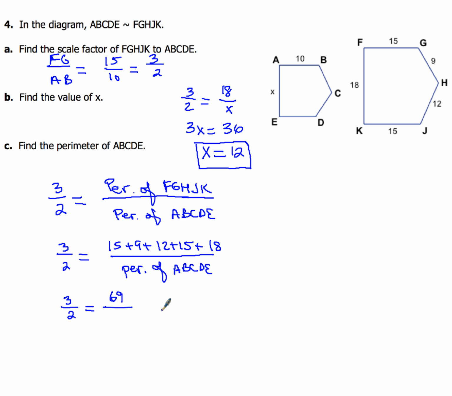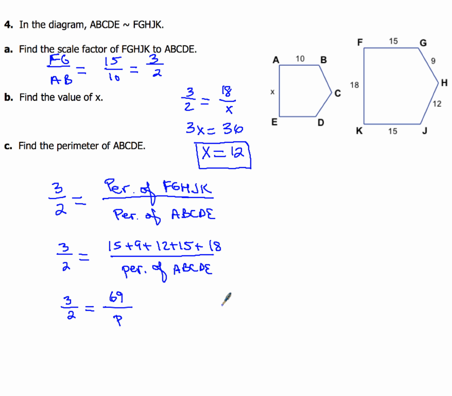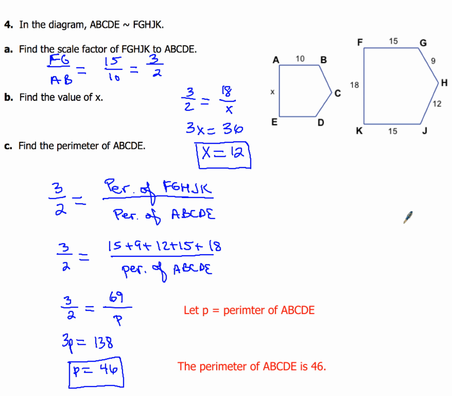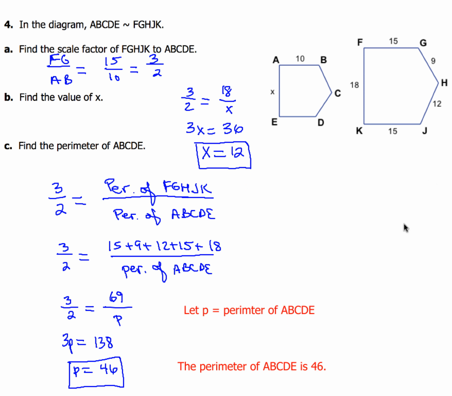So that's going to give me that perimeter. Perimeter of A, B, C, D, E, I don't know what that is, so I'm just going to call that P for perimeter. I can't use X because that's already given in our diagram, so we're going to let P stand for the perimeter. Now again, when we cross multiply and divide, you guys are good at this part by now, so go ahead and hit pause, then come back and see if you did your arithmetic correct, which I'm sure you will. So you should have come up with P equals 46. Now, don't get lazy. Go ahead and write a sentence to make sure that you answer that question. The perimeter of ABCDE is 46. So that's all there is to question number 4. It's a little bit of work, but you guys can easily do that.